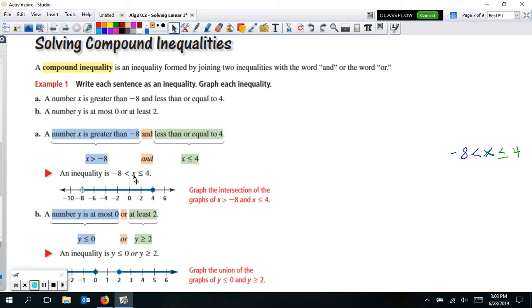So as you can see, it's going to be x is greater than negative 8, which goes this direction, and x is less than or equal to positive 4, going to the left.